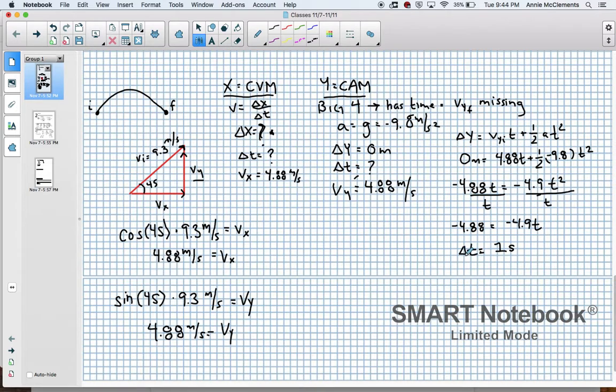So now that we have time, though, we can go back up to our constant velocity model equation, right, and plug it in there, because we have the velocity in the x direction, right? So if we do a little manipulation, velocity x times change in time is going to equal the displacement. And nice that this is 1, because that's some pretty easy math. If you can't do this in your head, we might have bigger problems than our physics exam. Right, 4.88 meters per second times 1 second equals our displacement. So our displacement horizontally is 4.88 meters.